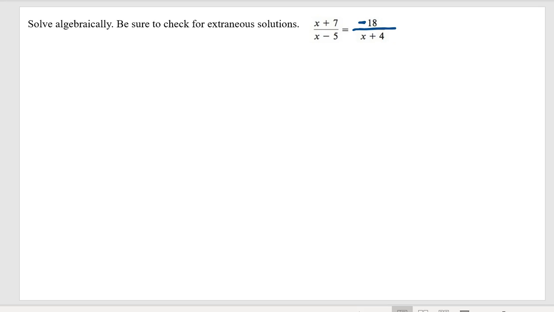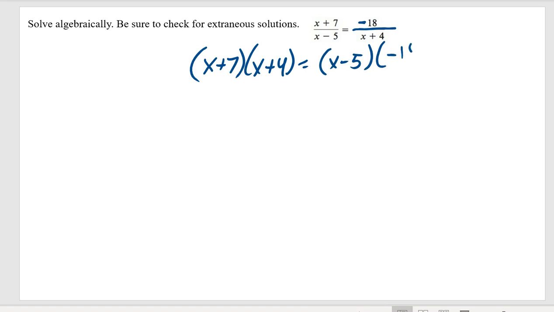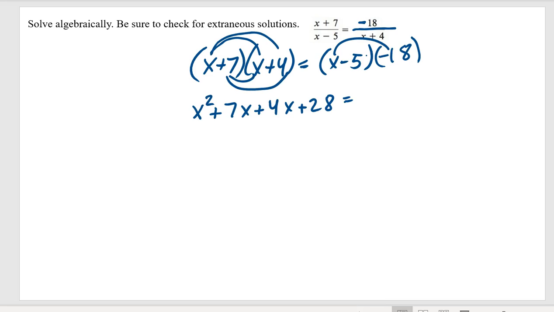And let's cross multiply. So we're going to say x plus 7 times x plus 4 is equal to x minus 5 times negative 18. So we're going to want to expand this out by multiplying. You can FOIL or you can distribute, whatever method you like. And I'm also going to multiply the negative 18 and distribute it to both the x and to the 5.